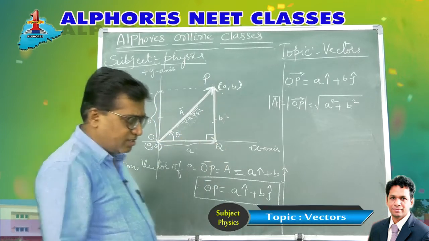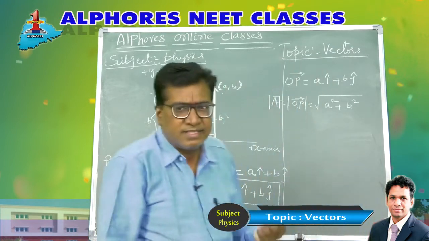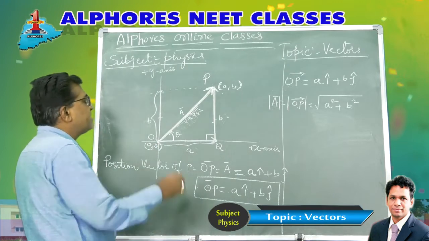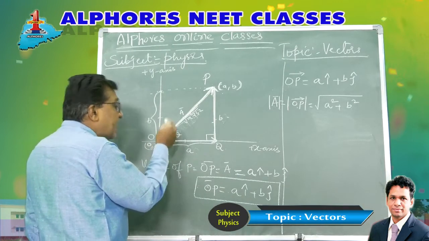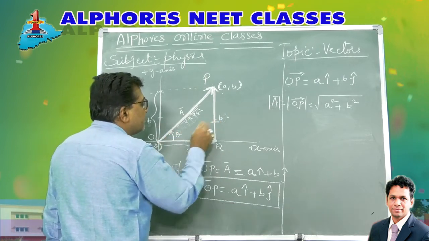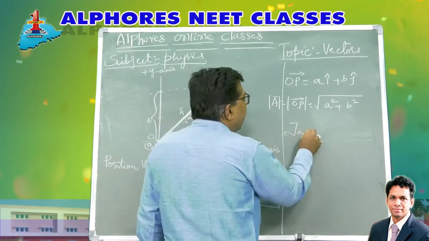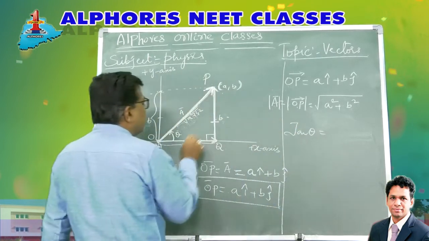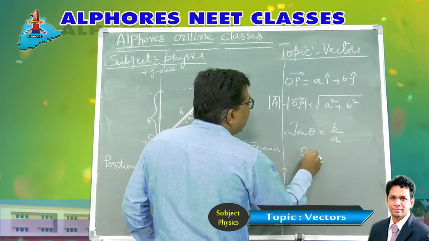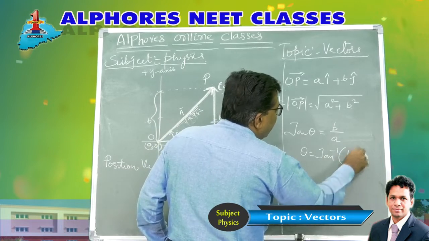From this right angle triangle, according to trigonometry, you can find the angles by taking sine and cos functions. Now consider the tangent of this angle theta. Tan theta is opposite by adjacent. From the figure, it is B by A. So theta can be written as tan inverse of B by A.